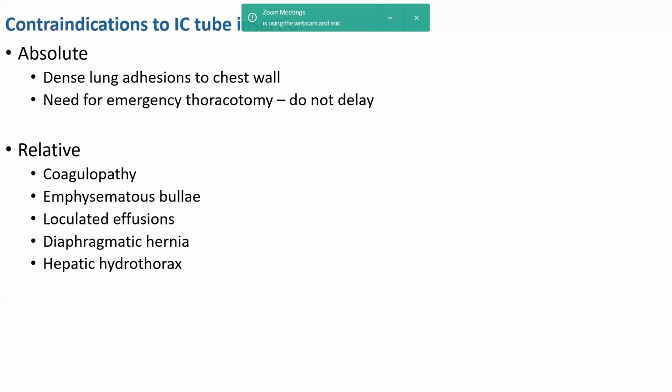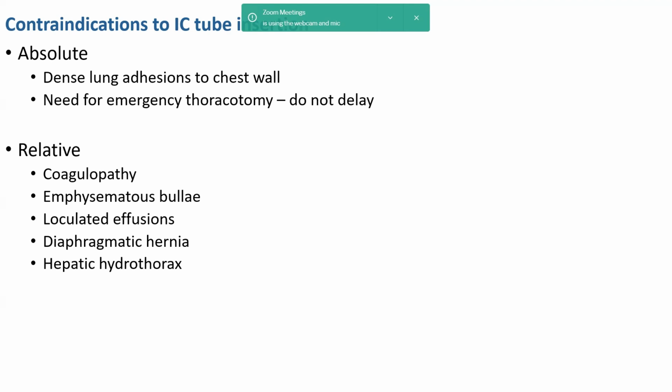There are some contraindications, although they say there are no absolute contraindications. If there are dense adhesions at the site of insertion, you don't usually insert an IC tube, because there's a high chance that you might damage the lung and insert the tube into the parenchyma. And in traumatic settings, if the patient needs an emergency thoracotomy, you don't waste time inserting an IC tube. You need to do the thoracotomy in those patients.